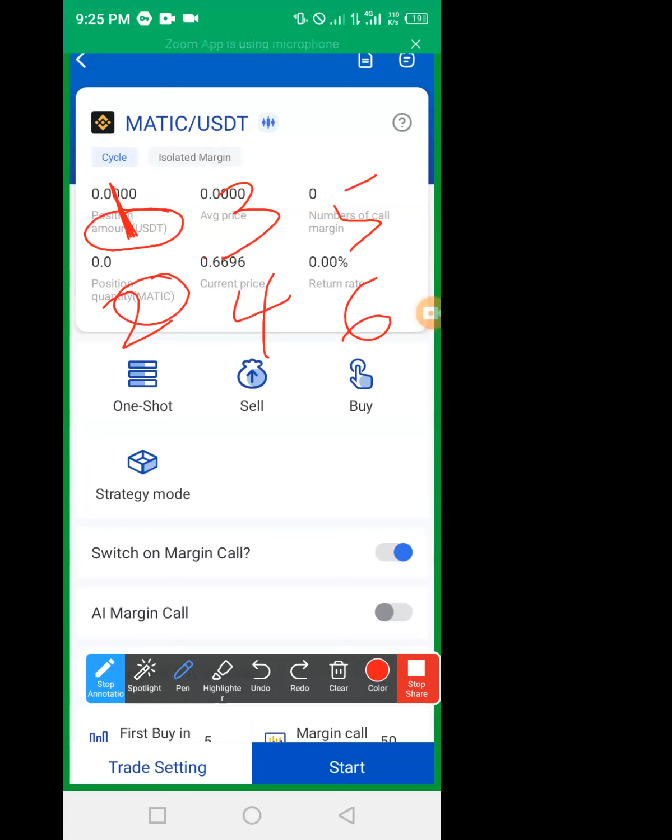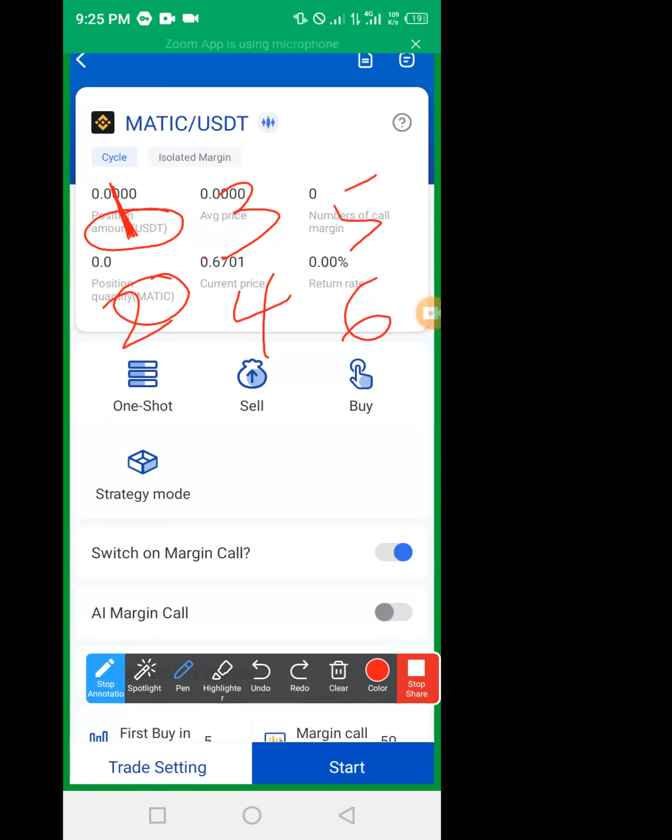Number 3 is average price. Average price is the price that you bought that coin at. Every time you buy the coin, there is a price that comes. The robot has to remind you that you bought this one at this price. So it is the average price. For the robot to sell that coin, the price must have come to the average price, the price you bought at, and then it goes higher. Then the robot will sell.